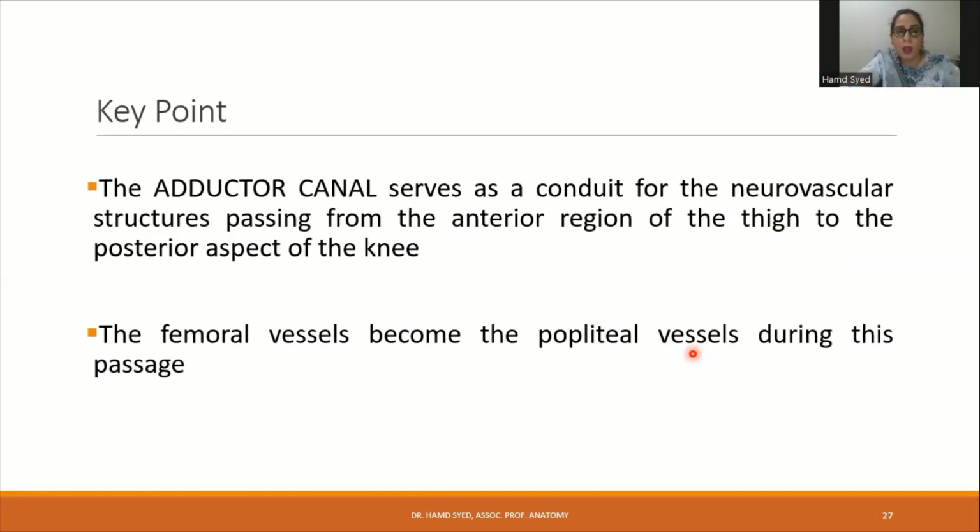relation changes. The adductor canal is the passageway for neurovascular structures, basically those structures which are passing from the anterior region of the thigh to the posterior aspect of the knee. So eventually these femoral vessels, as they lie on the posterior aspect of the knee, will now be called the popliteal vessels.